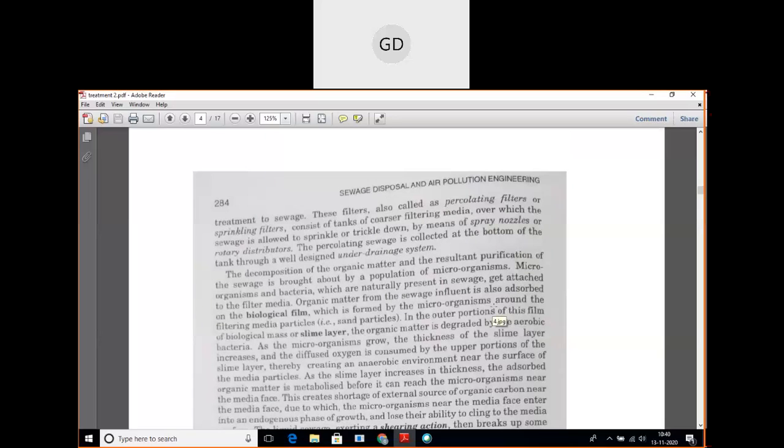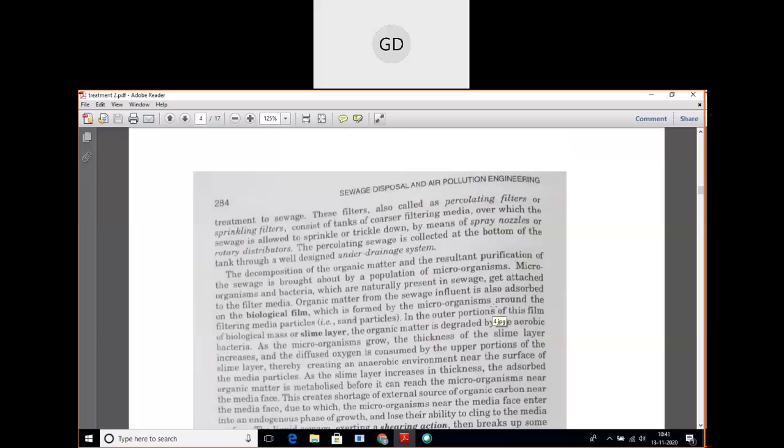So this one has some spray nozzles by which the sewage comes out and trickles over the bed. Below the bed are coarse aggregates. The sewage water is allowed to trickle down. So that's why its name is trickling filter.